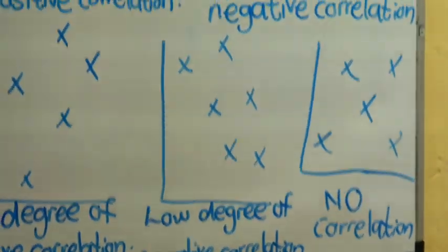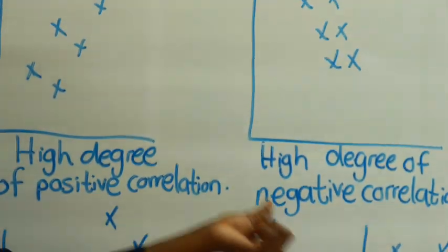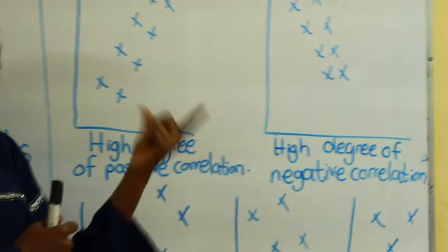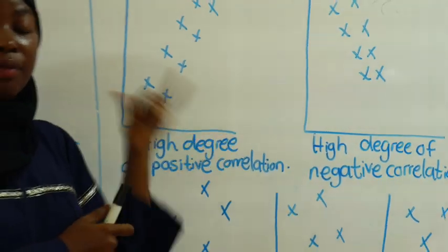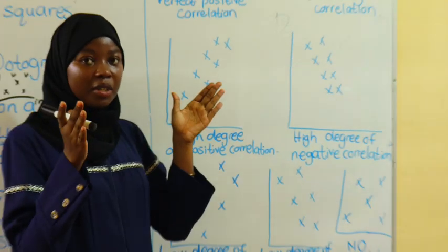And when you draw your graph, you should be keen to see if it is positive or negative or if there is no correlation. You should also be keen to know the degree. If it is high degree, they are close to each other. If it is low degree, they are far from each other.